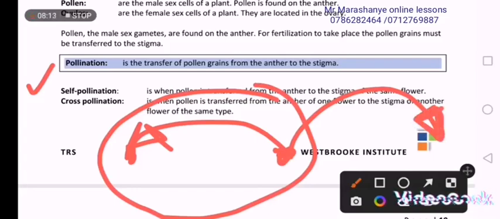That is cross-pollination, but self-pollination is within the same flower. Cross-pollination is between two flowers but of the same kind. When a maize plant shares pollen grains with another maize plant, or one plant shares pollen grains with the anther of another plant of the same type. Right?